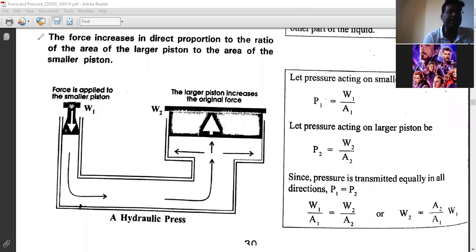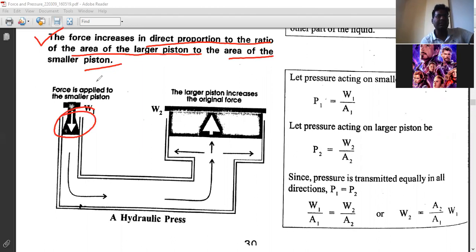So this is the main diagram given to you. Force increases in proportion to the area of the larger piston to the area of the smaller piston. So this is the small area, here we are applying the force, right? And through the liquid, pressure is transmitted to the larger area, right?